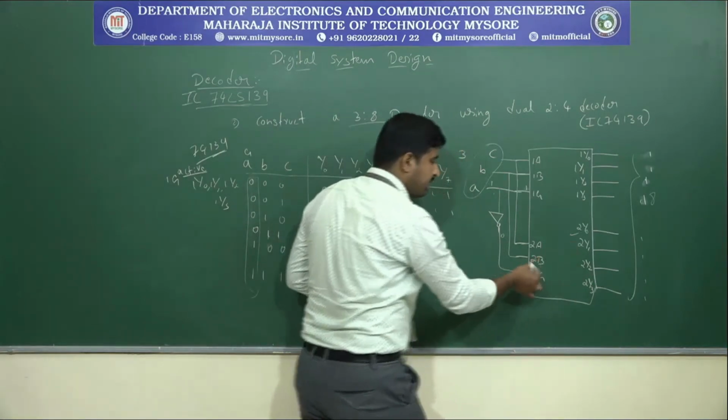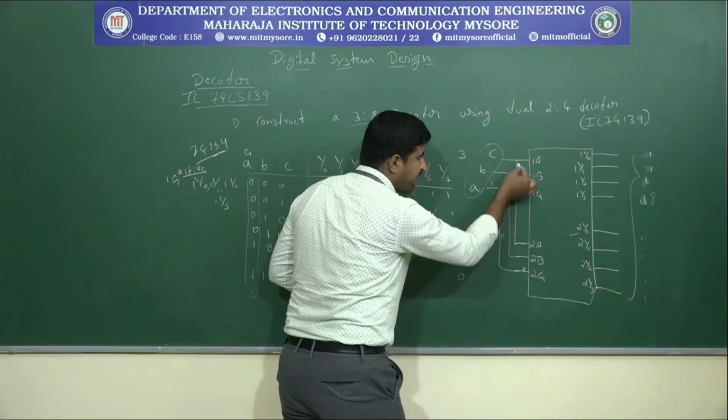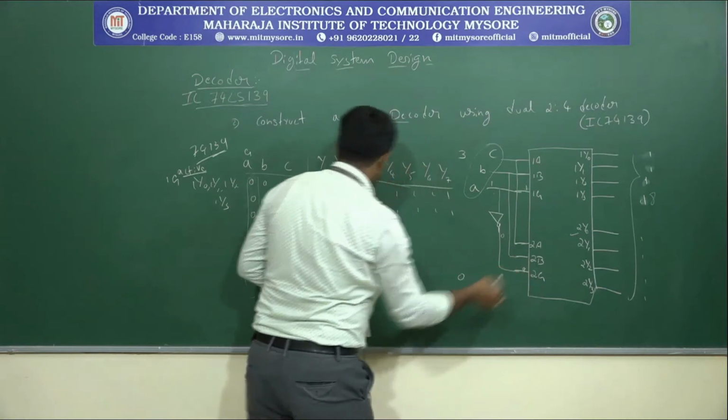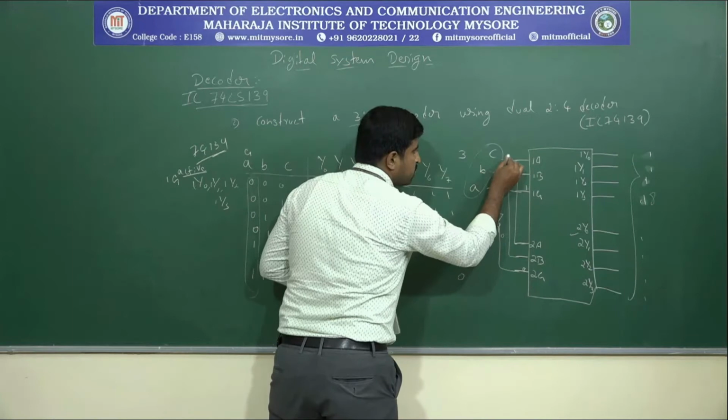Okay. So again, since we are connected to the same combinations, because 2A and 1A are connected to the C, and similarly 2B and 1B are connected to the B, that means when you actually give a 0 0, when you give a 0 0.